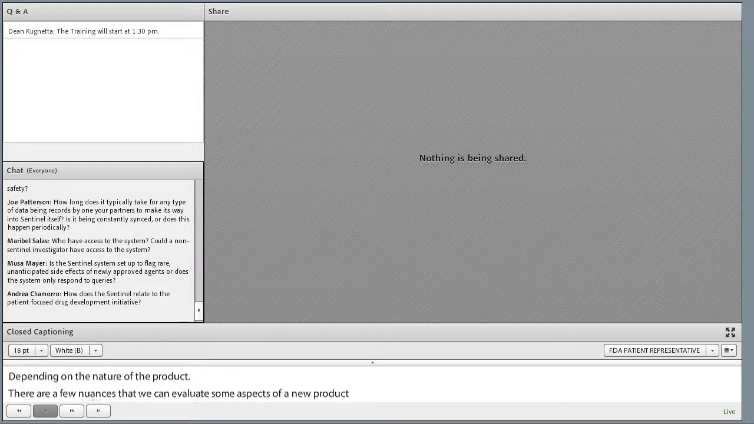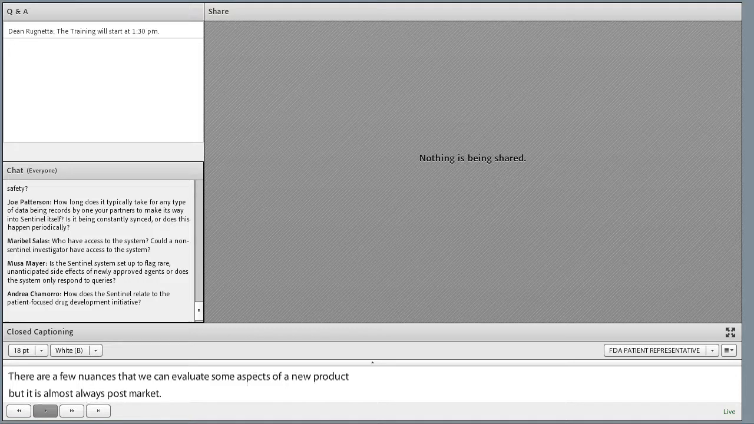Perfect. And the last question kind of ties into the patient-focused drug development initiative. Does Sentinel have any interaction with that? Is there any communication with that? So, Sentinel has a limited role in that development.